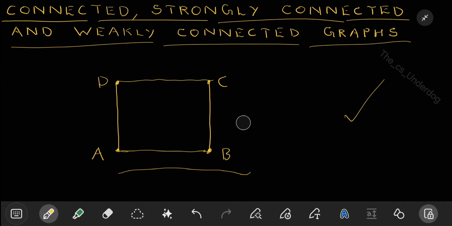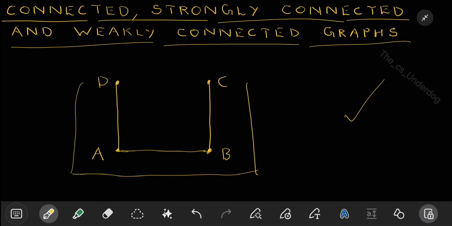So next thing is, if I remove one more edge from it, if I remove this as well, is it still connected? It is still connected because if I want to reach from C to D, I can come from C to B, then B to A, and then A to D. So it is still a connected graph. Then the question is, when will this be not connected? When will you consider this as a disconnected graph?